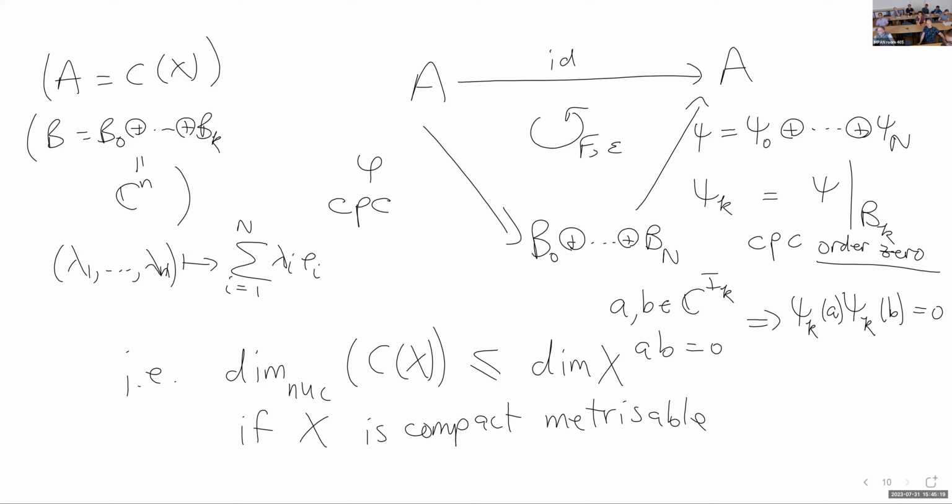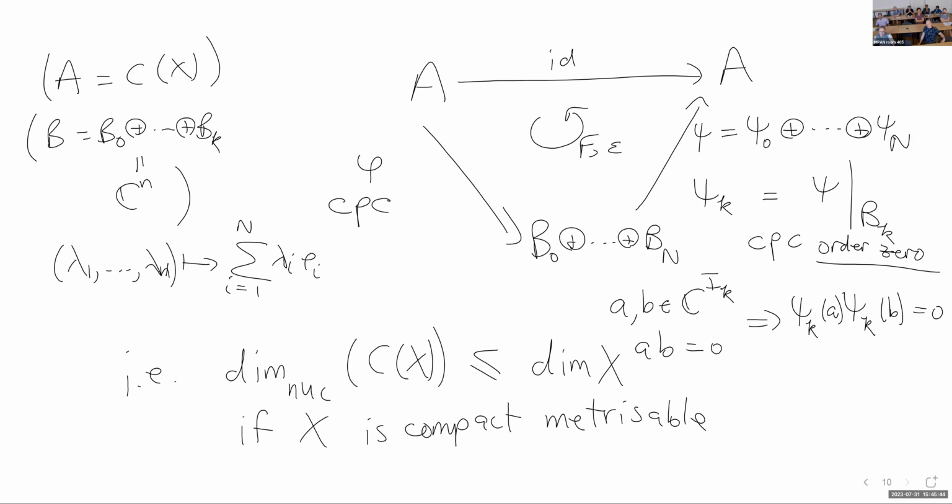Okay, so the definition of nuclear dimension n means that if you give me a finite set F and a finite set epsilon, I can find some finite dimensional C-star algebra B, which decomposes in this way, and a CPC map going down into it, and a direct sum of CPC order zero maps coming out of it, such that this diagram commutes up to epsilon on the finite set.